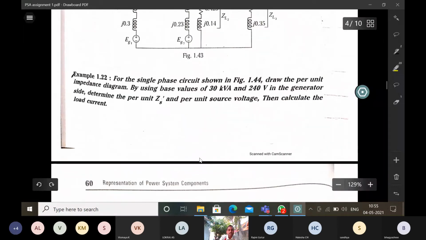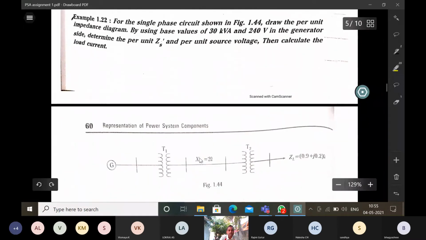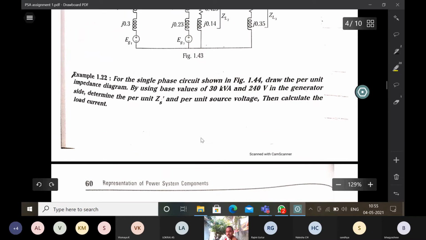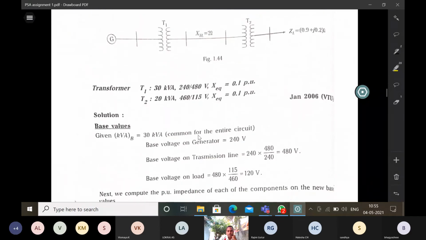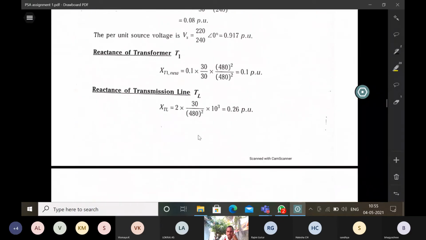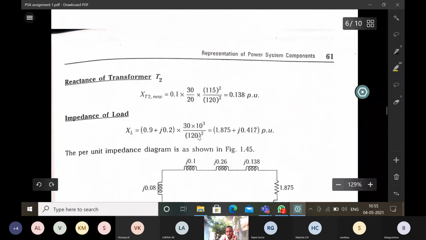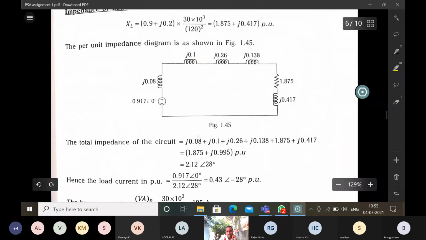Similarly, another circuit is there. The second problem is also asked in some question paper. So the answers are also there. Try it. If you have any doubt, you can ask me.